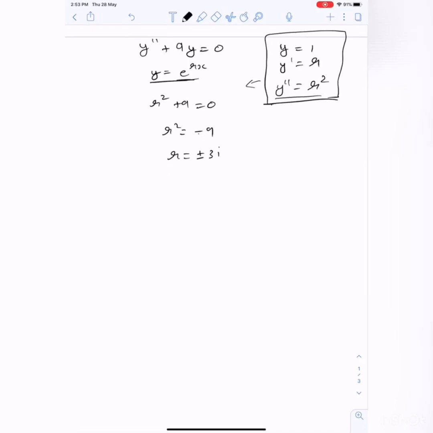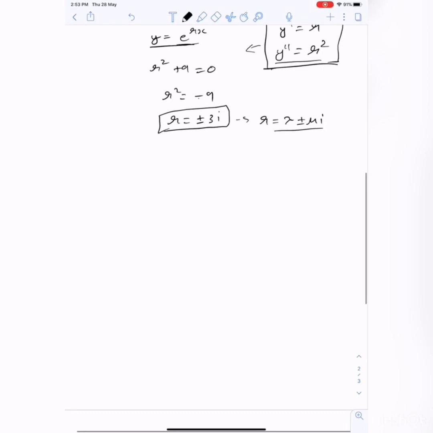You can see that the root is imaginary. If a root is of the form lambda plus or minus mu times i, then our general solution would take the form e to the power lambda x times c1 cos mu x plus c2 sin mu x.